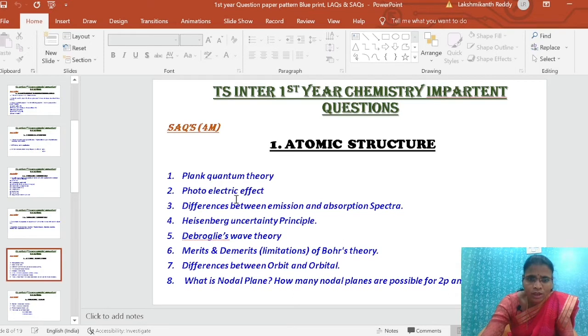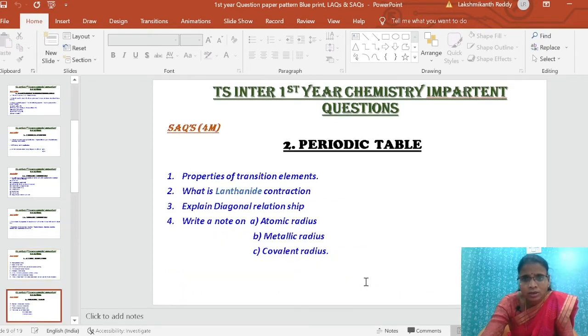Planck's quantum theory for photoelectric effect, difference between emission and absorption spectra, Heisenberg uncertainty principle, de Broglie wave theory, demerits of Bohr's theory, difference between orbitals, what is the nodal plane, how many nodal planes are possible for 2p and 3d orbitals. Okay, next chapter, the periodic table.